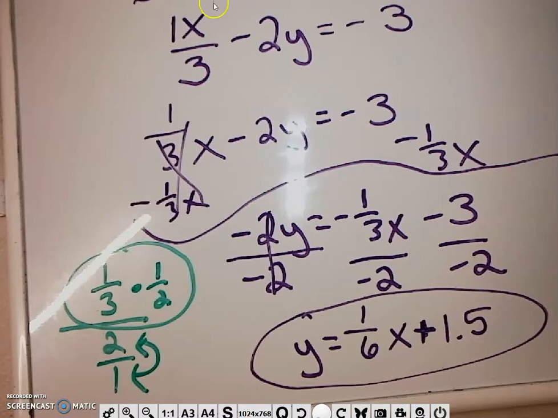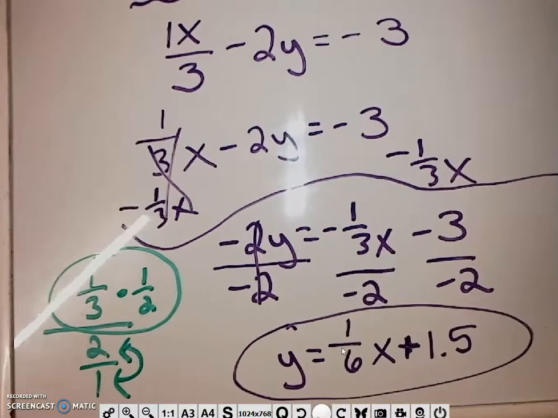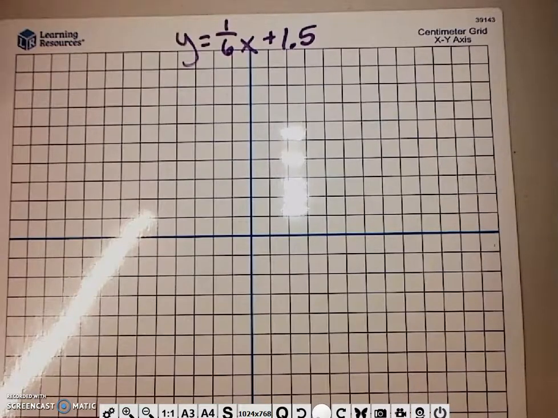Now that I have my answer in slope-intercept form, I now have to graph this. I'm just going to pause and switch to graphing paper, so hold on one minute. Okay, the name of this line in slope-intercept form is y equals 1/6 x plus 1.5.